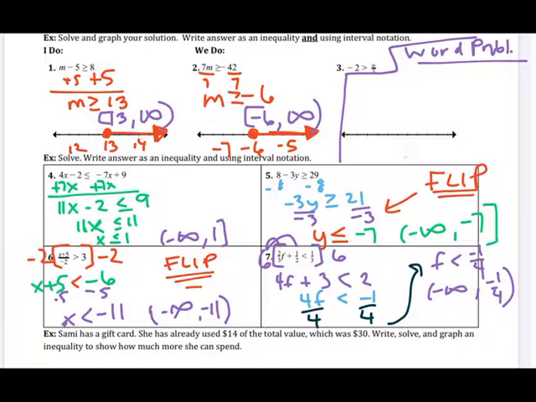So the very first thing I want to do is define my variable. So I'm going to let x be the amount that Sammy can spend. I know that no matter what, she can't spend more than $30, so less than or equal to. $30 is how much is on the gift card. She has already spent $14. So the amount that she has plus the $14 that she's already spent has to be less than or equal to 30. If I solve this, this means that she can spend $16 or less.